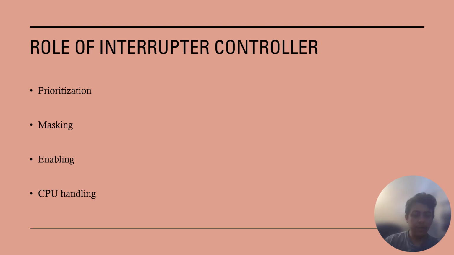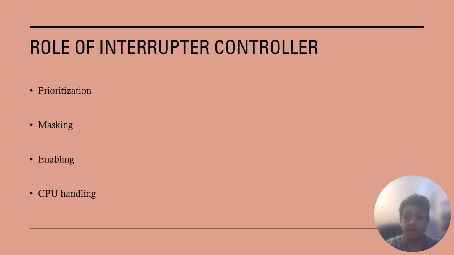Okay, so our next topic is the role of the interrupt controller. The interrupt controller is responsible for managing multiple interrupt requests, which is short for IRQs, and ensuring that they are processed efficiently. It prioritizes interrupts, decides which one should be handled first, and then directs them to the CPU, which will prevent conflicts and ensure smooth execution.